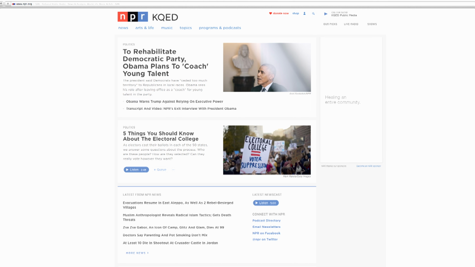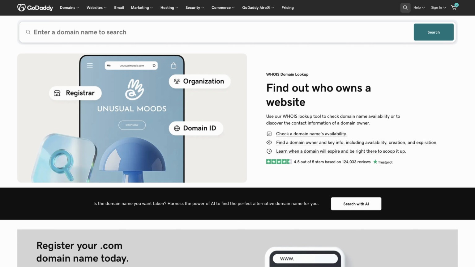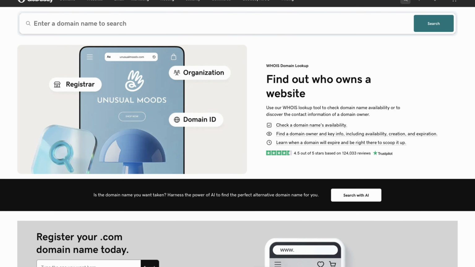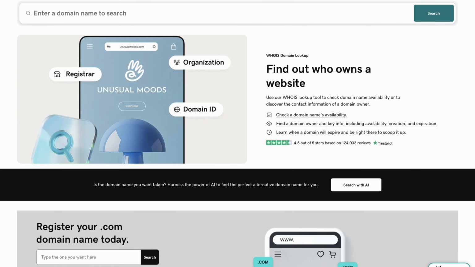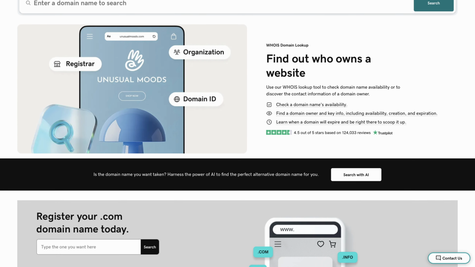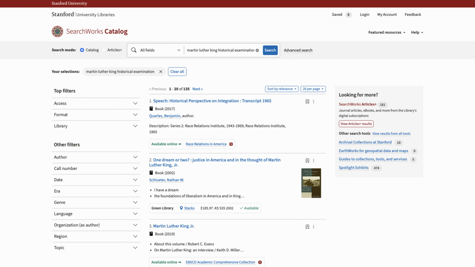Don't rely on the website's About page. Other ways to learn about the website are to check the Who Is record to find out who sponsored the page. Dig into the policies of the organization and read news articles or reports about the organization.